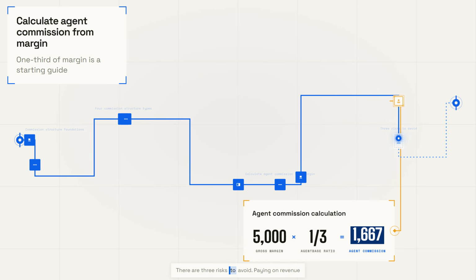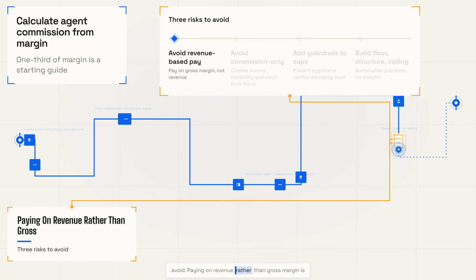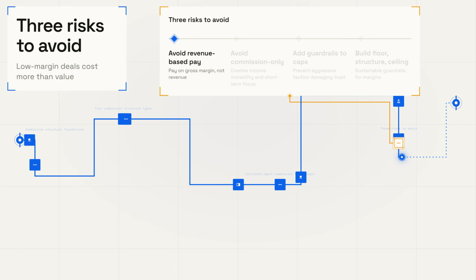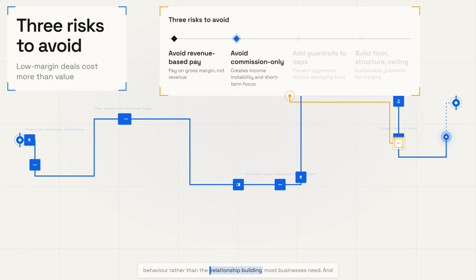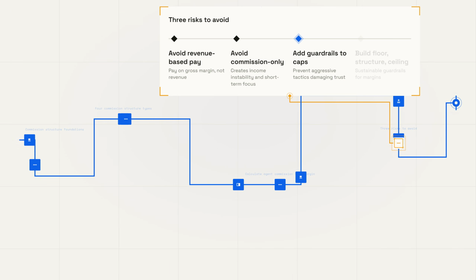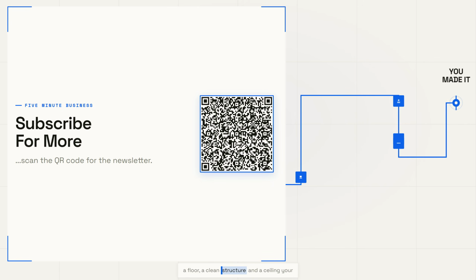There are three risks to avoid. Paying on revenue rather than gross margin is the common mistake. If margins vary by deal, a rep can close a low margin sale and you pay out more than it's worth to the business. Commission-only structures can create income instability, which tends to drive short-term behavior rather than the relationship building most businesses need. And uncapped commission without guardrails can incentivize aggressive tactics that may damage customer trust. Build in a floor, a clean structure, and a ceiling your margins can sustain.